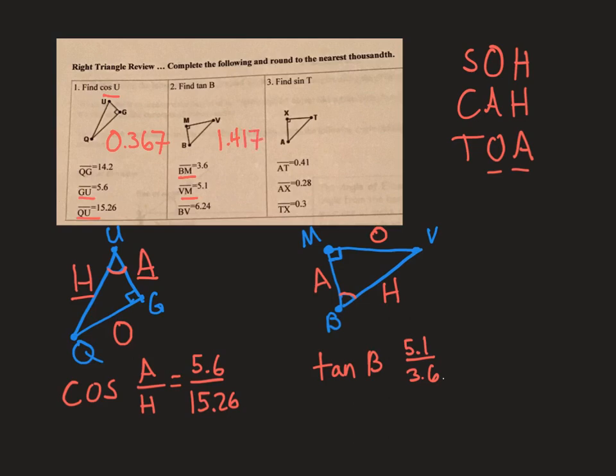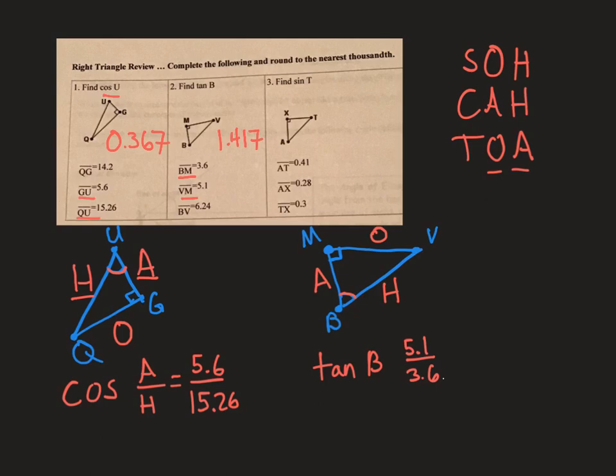Now, for the pre-AP students, when you are taking your test, you will not have a calculator. However, you're going to have much nicer numbers to work with. But for the academic kids, you will have a calculator, so you'll get numbers like this on your test.